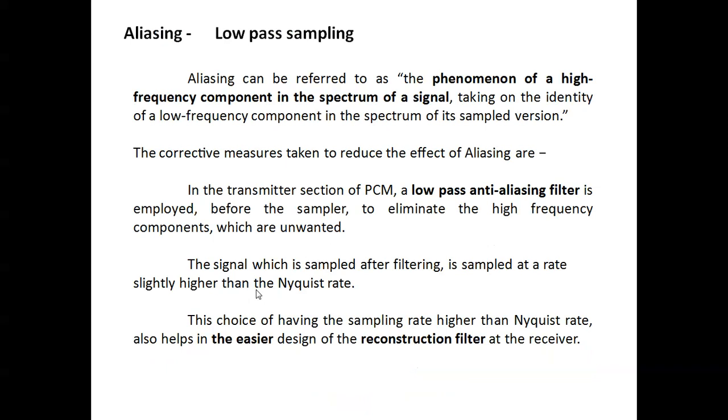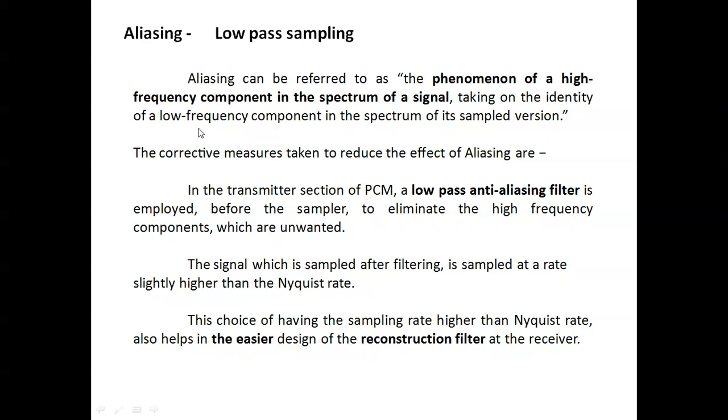This is nothing but the aliasing effect. To avoid this aliasing, we use a low pass filter. Aliasing can be referred to as a phenomenon of high frequency components in the spectrum of the signal. To avoid this, we have to use a filter that removes high frequency components, that is a low pass filter or anti-aliasing filter. This anti-aliasing filter is placed before we convert our signal from analog to digital.